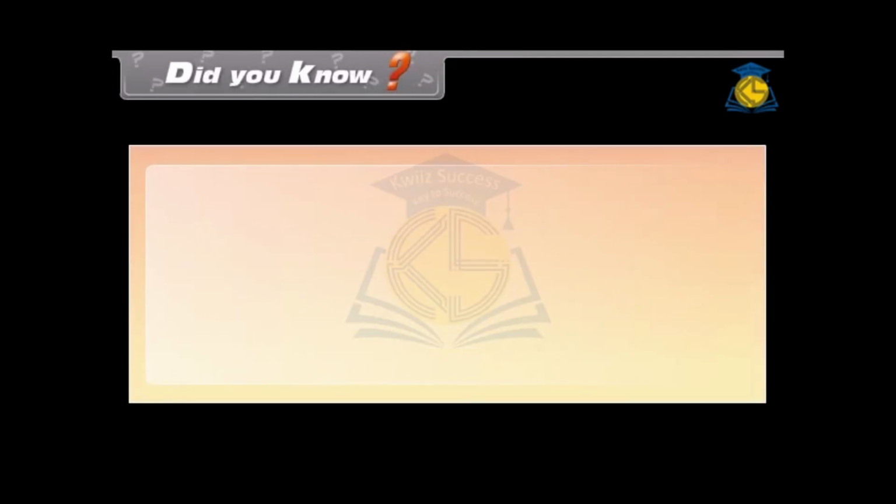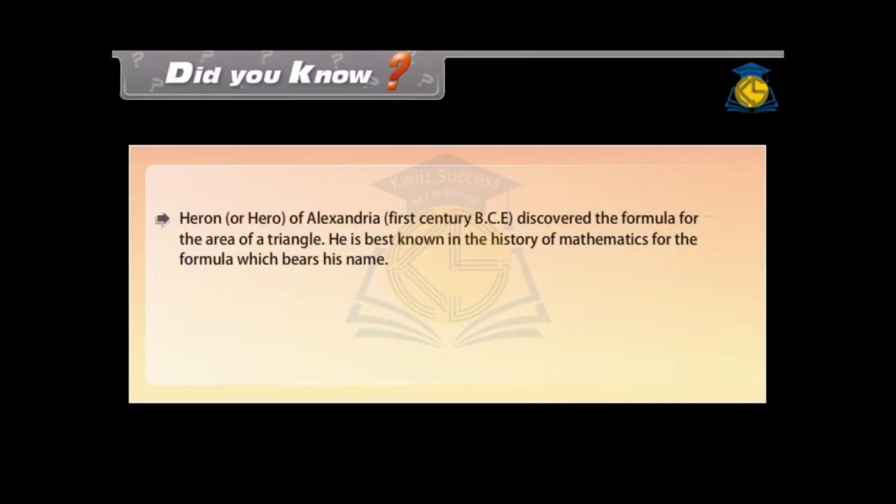Did you know? Heron, or Hero of Alexandria, 1st century CE, discovered the formula for the area of a triangle. He is best known in the history of mathematics for the formula which bears his name.